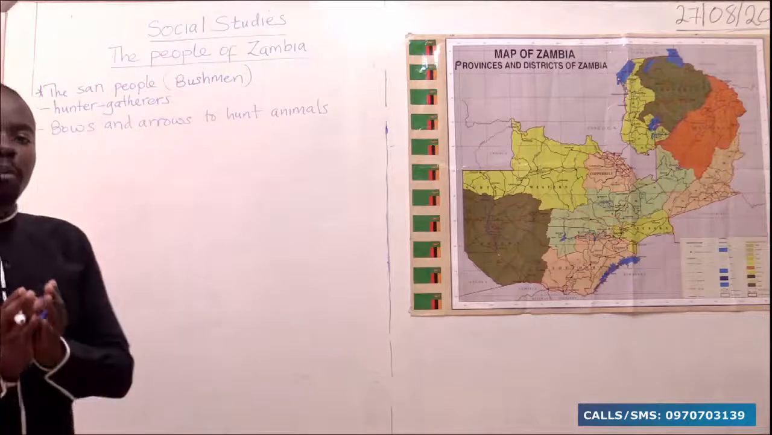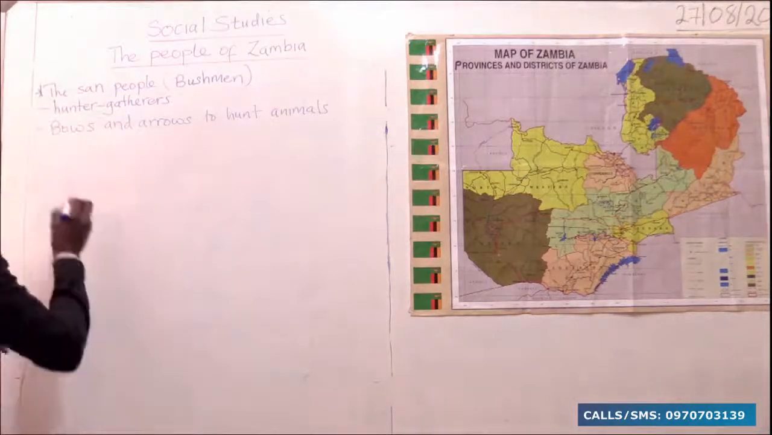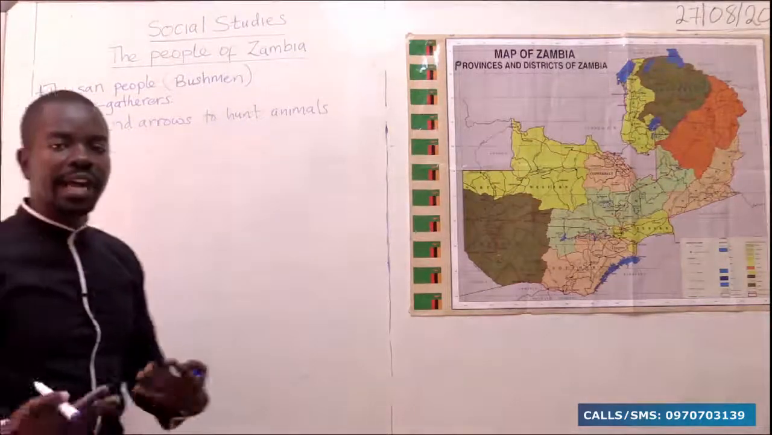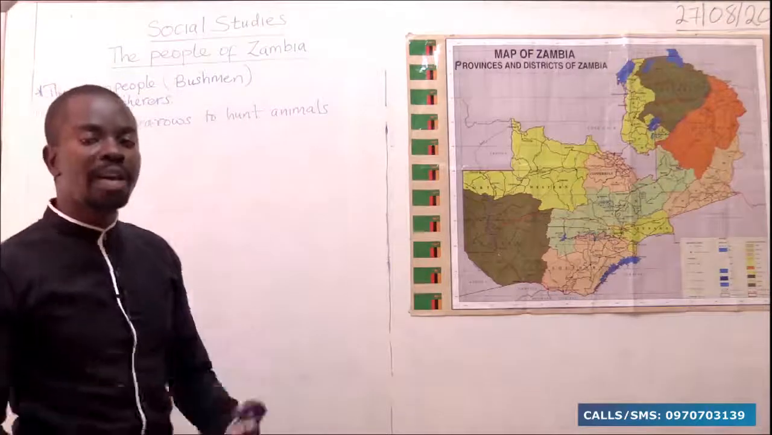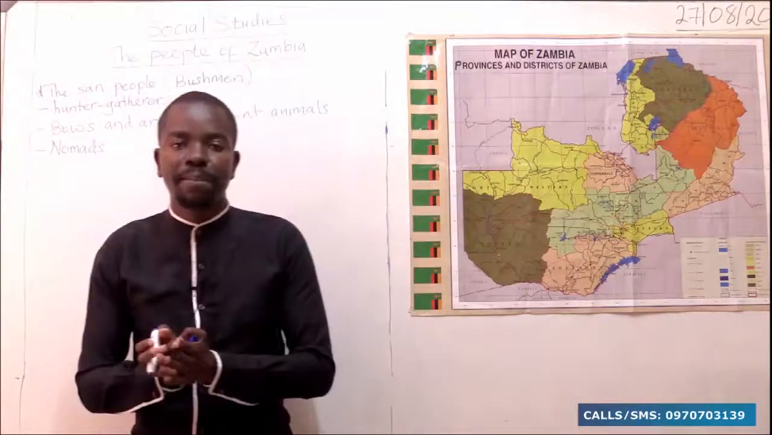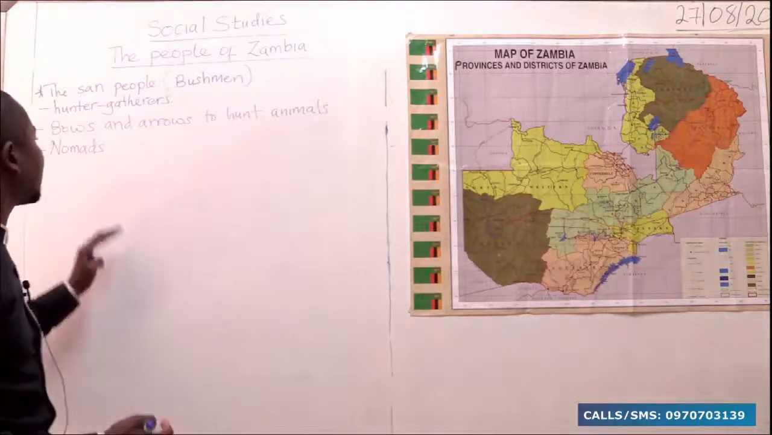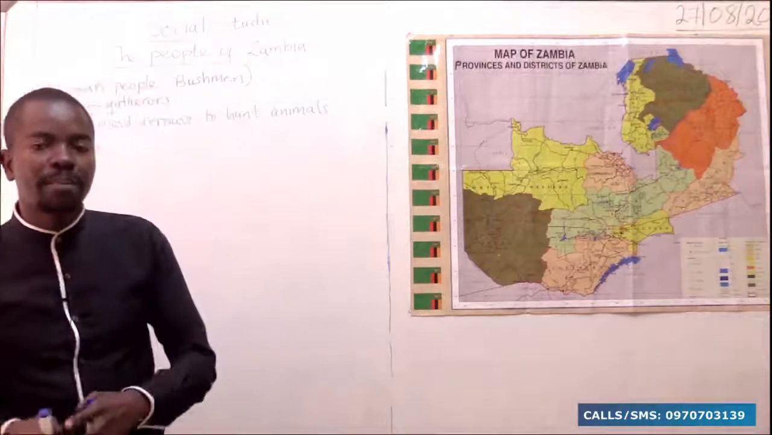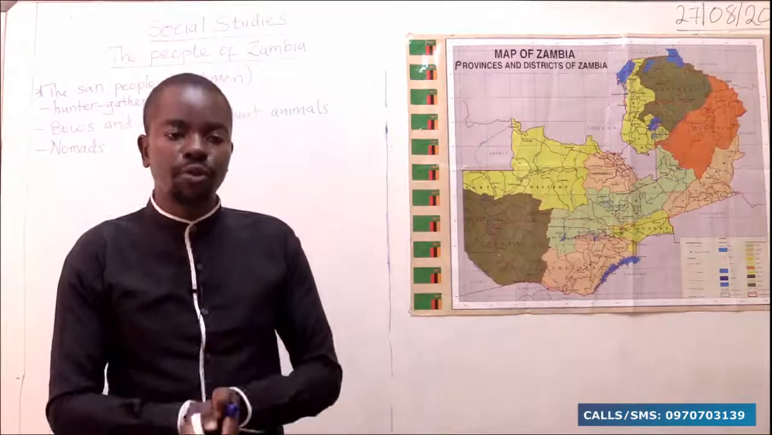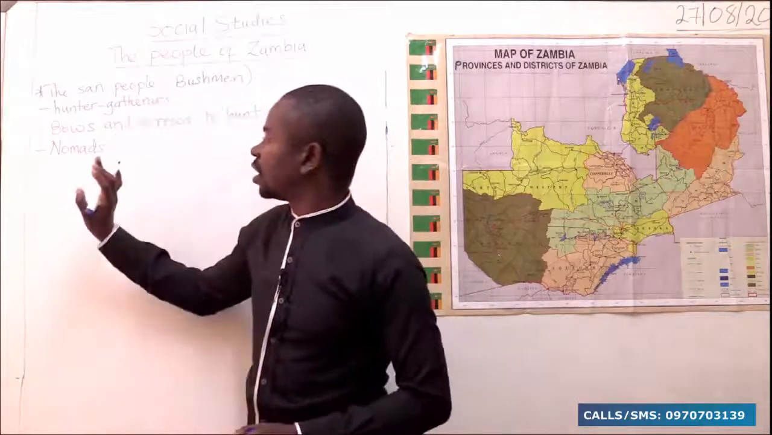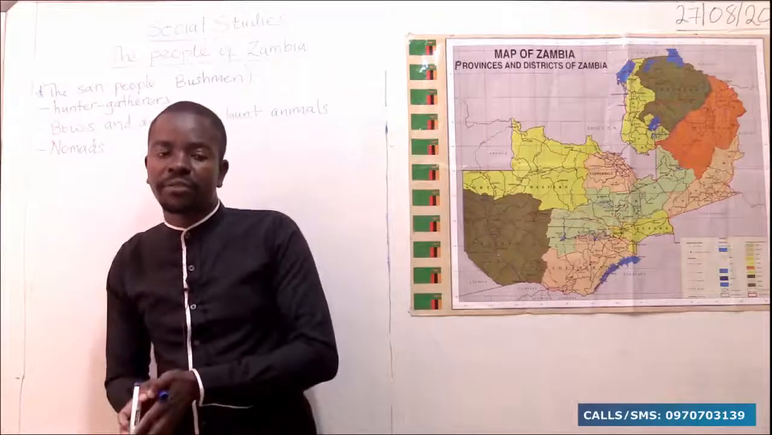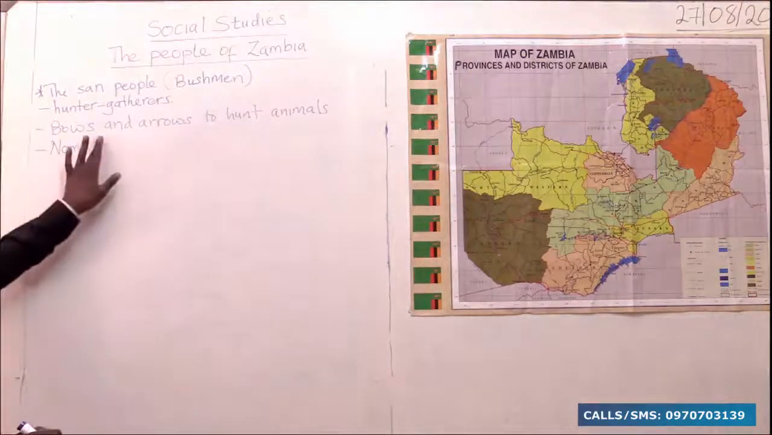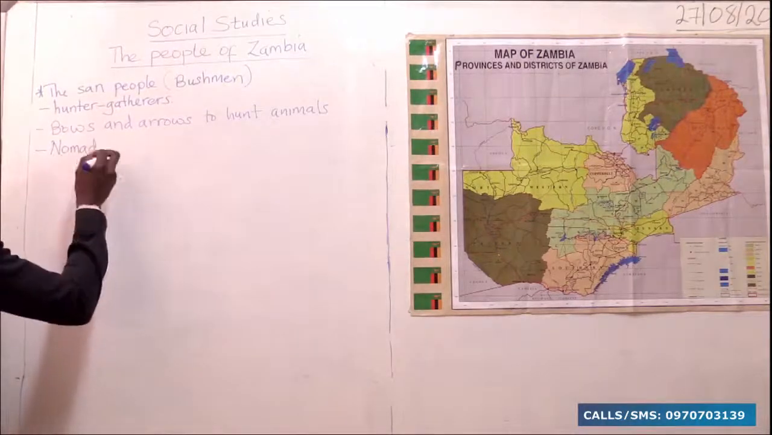So in short, the Bushmen were nomads. Who is a nomad, boys and girls? A nomad is a person who moves from one place to another in search of food or a better land. So the Bushmen were nomads, meaning that they used to move from one place to another to access food and water. These people could not stay at a specific place for a long period of time. They used to move in search of food. So the San people were nomads.